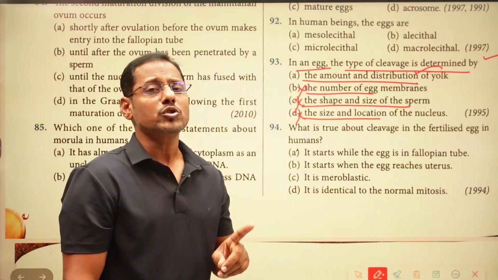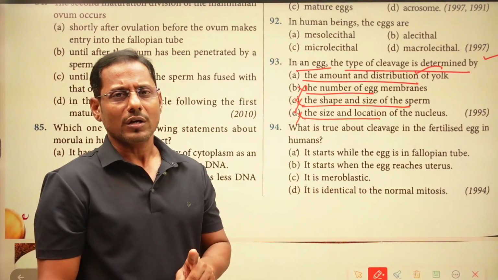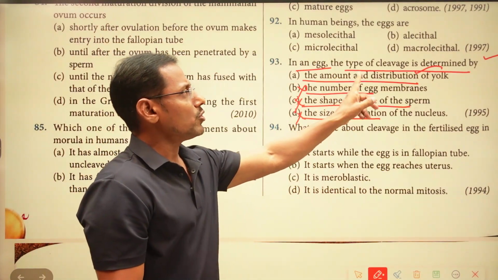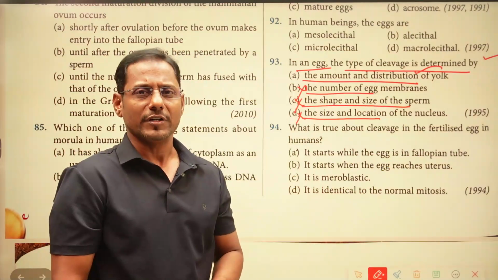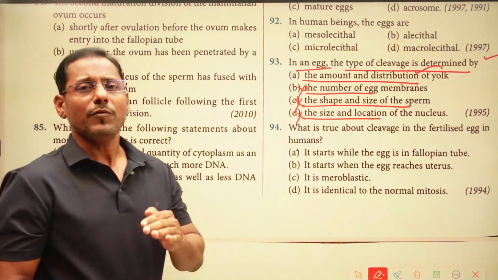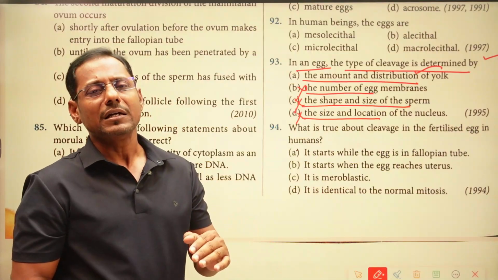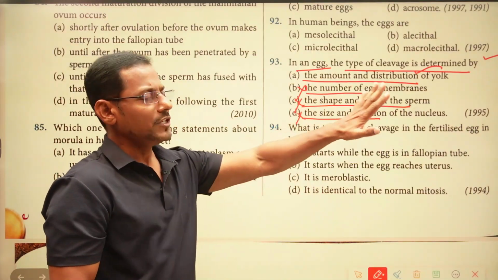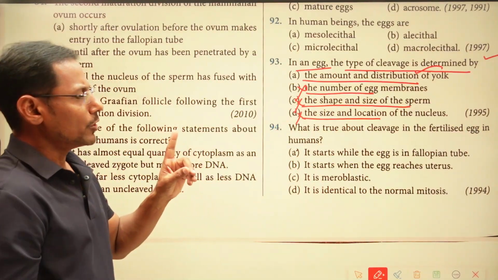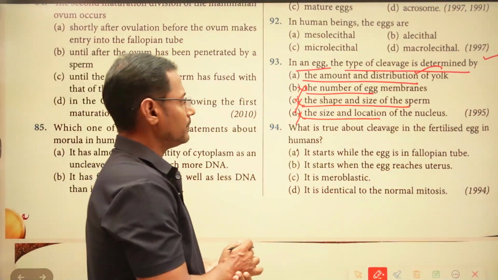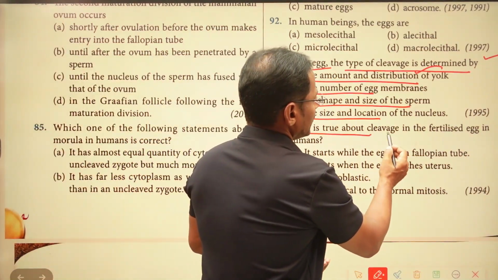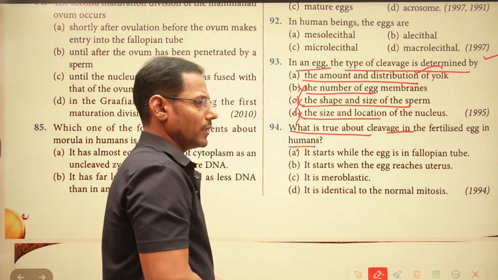Only the amount and distribution of the yolk is going to affect the cleavage process. The amount of the yolk is going to determine what type of cleavage should go on in that particular zygote. What is true about the cleavage in the fertilized egg in human?